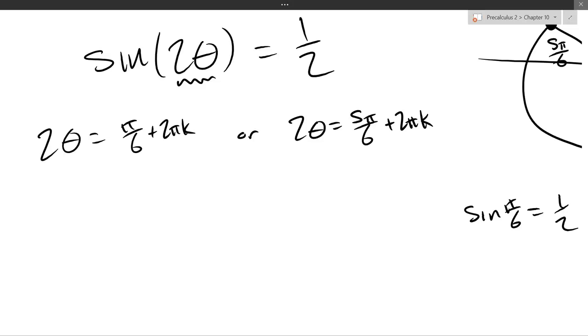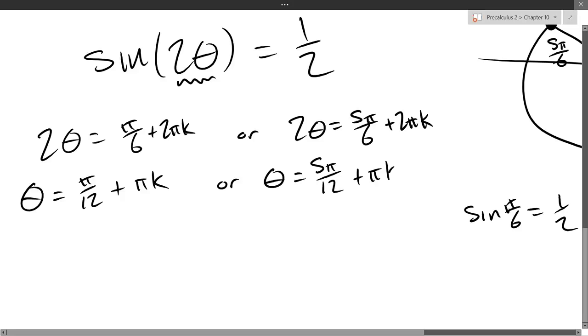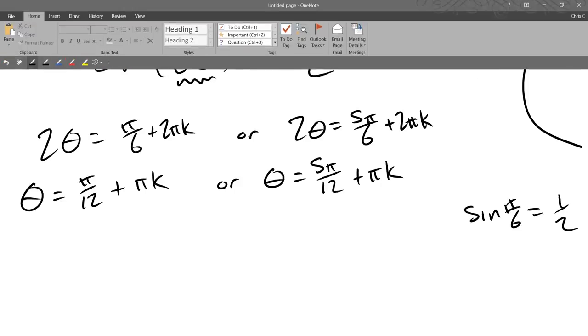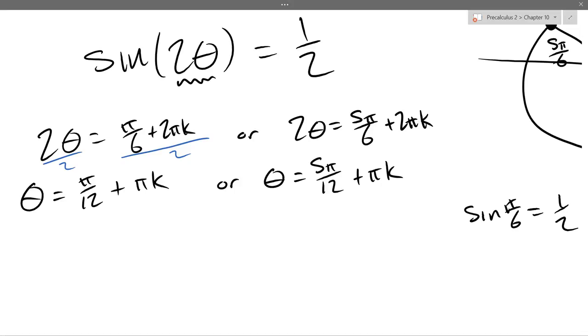Divide by 2, that's all you have to do. So we got 2 theta equations here. I'm just going to divide by 2 and get thetas. So we have pi over 12. Make sure you divide everything by 2. When I say divide by 2, I usually don't write this out. Somewhere in middle school or high school or wherever you took your algebra class, they probably did some notation like this, divide by 2, divide by 2. So I skipped that step, but make sure you divide both pieces by 2. Don't just divide the first part by 2.